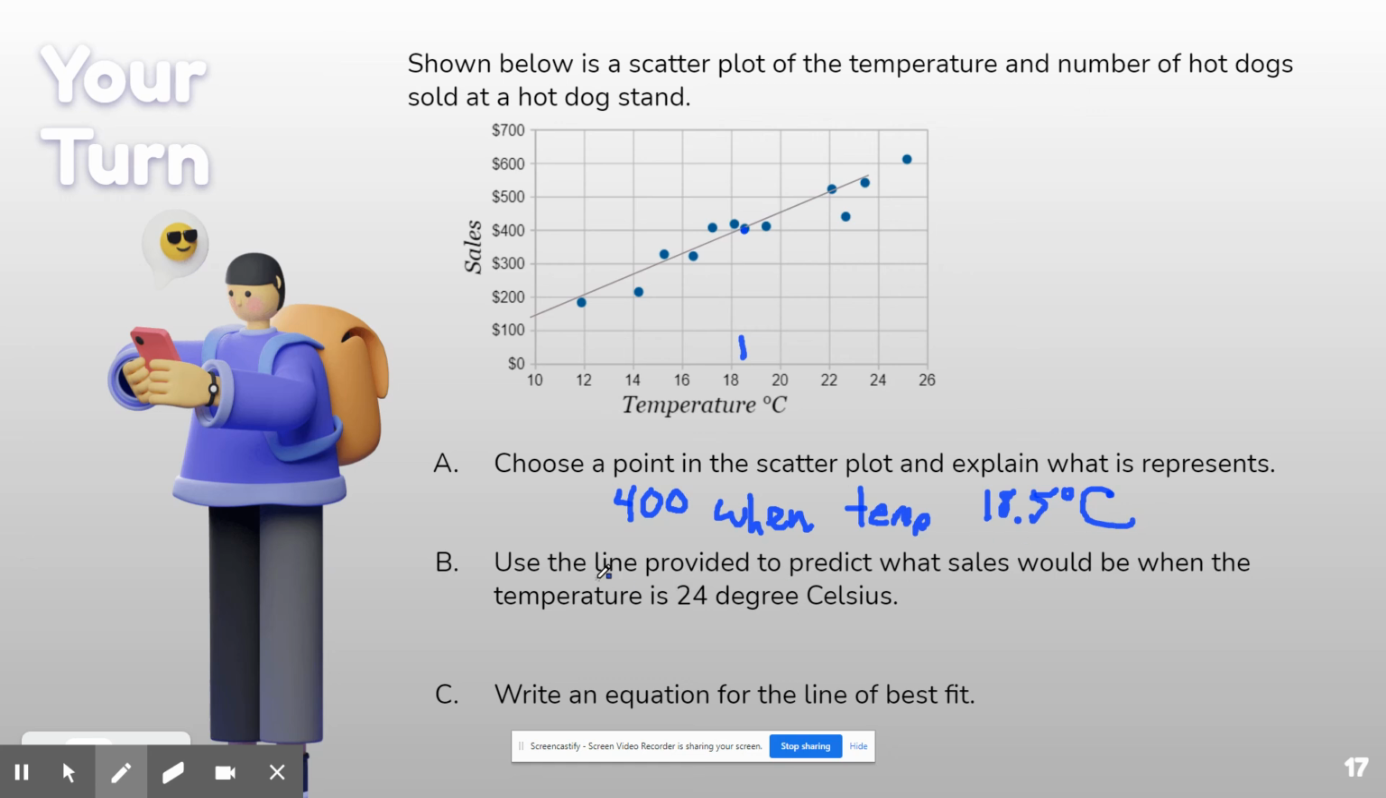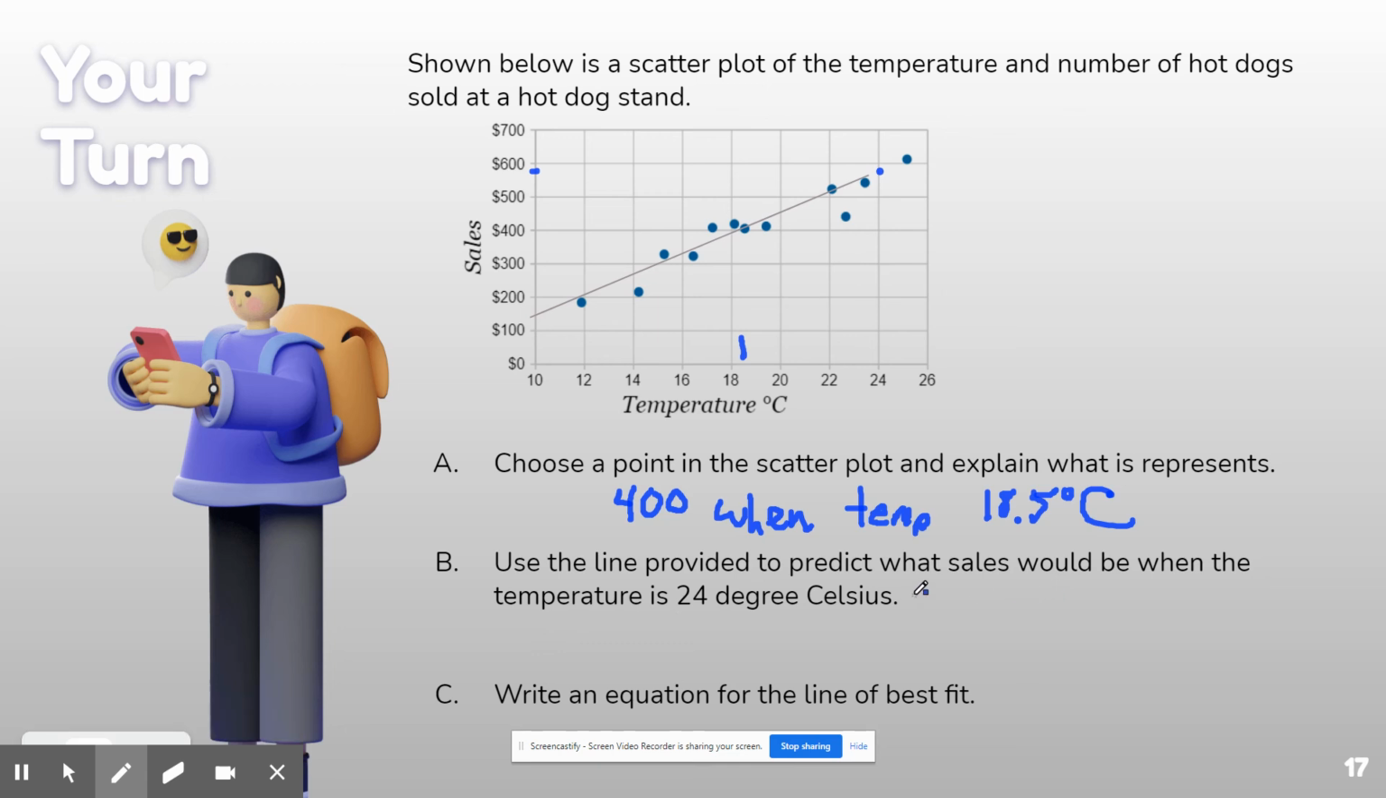Celsius. Use the line provided to predict what the sales would be when the temperature is 24 degrees. So what I would do is I would go to 24 degrees. The line's going to be about right there. So how much do we think that is? It would correspond to about right here.